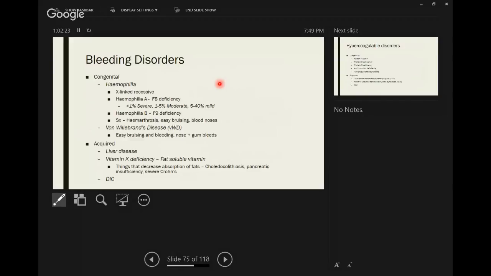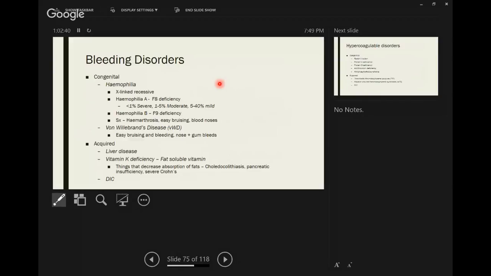Symptoms: you get hemarthrosis, so bleeding into your joint space, and that's bad. That dissolves the cartilage and causes massive amounts of arthrosis. But more commonly, easy bruising and nosebleeds are giveaway features of hemophilia.